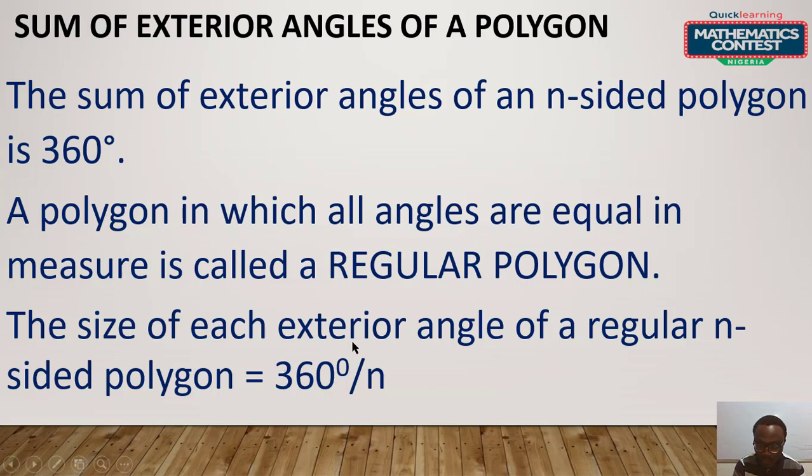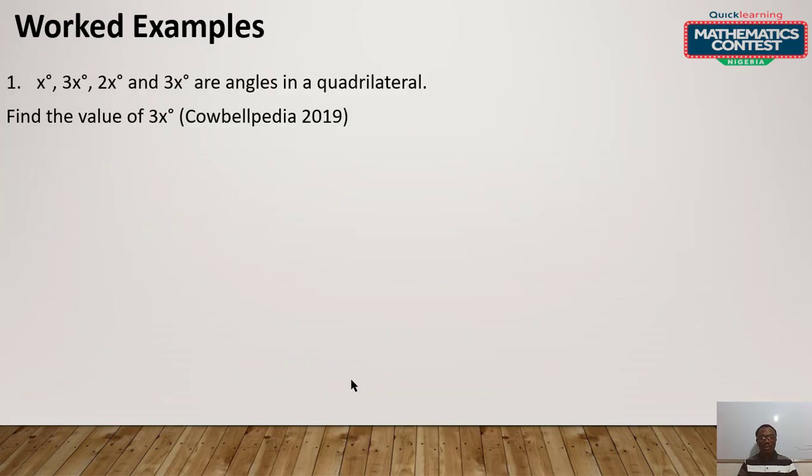Lastly, take note of this. Exterior angle is 360 divided by the number of sides. That's how to get the exterior angle. So it also means if we want to get the number of sides of a polygon, 360 divided by the exterior angle will give us the number of sides of that polygon. Very important. Now let's come to problems.